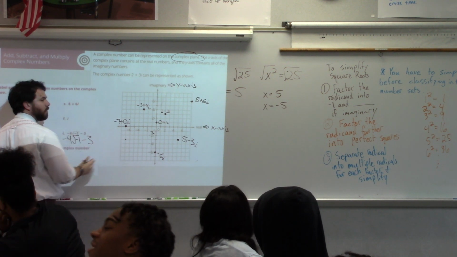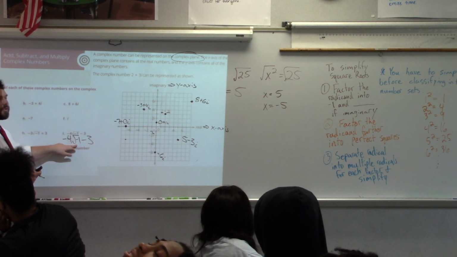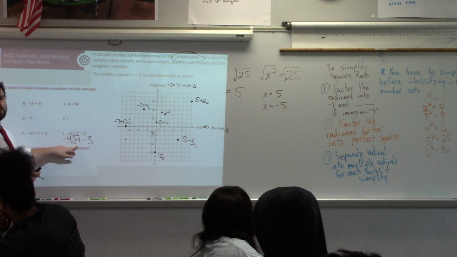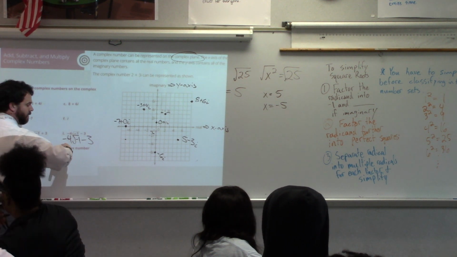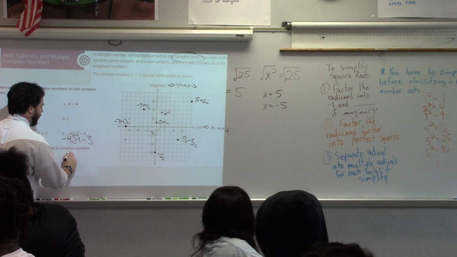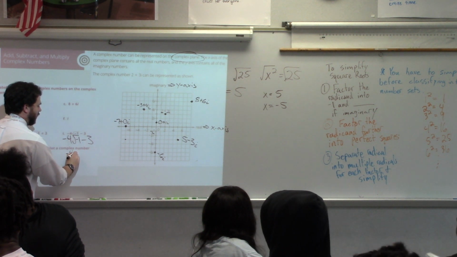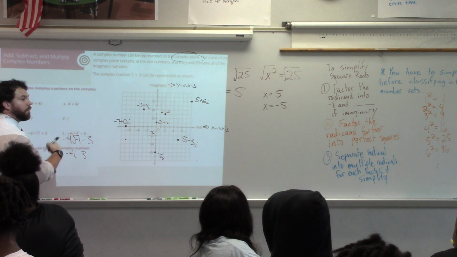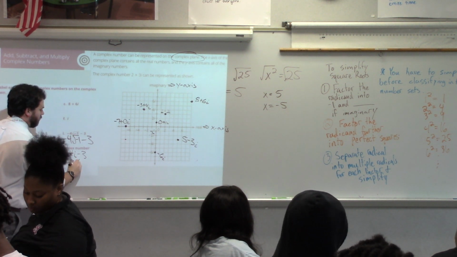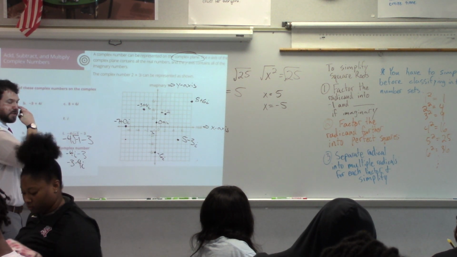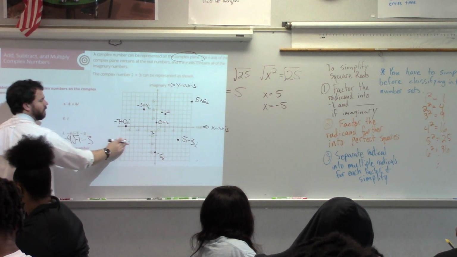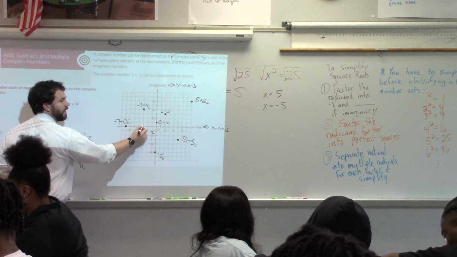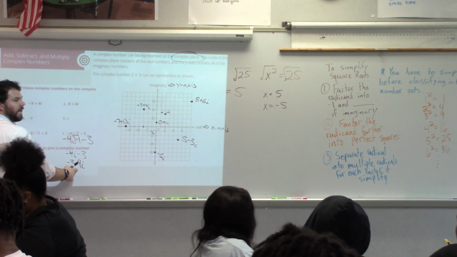No. Okay, so let me remind you this. What is square root of -1? i, right? So square root of -4, i, minus 3. But remember, we want a plus bi. So it's to the left how far? It's just to the left 3. And then down 4.